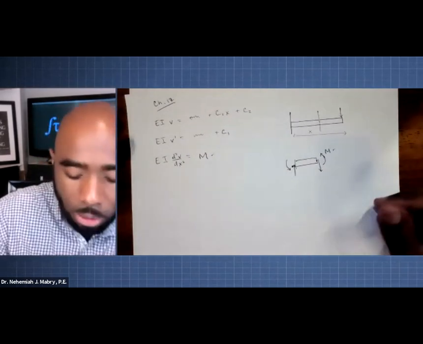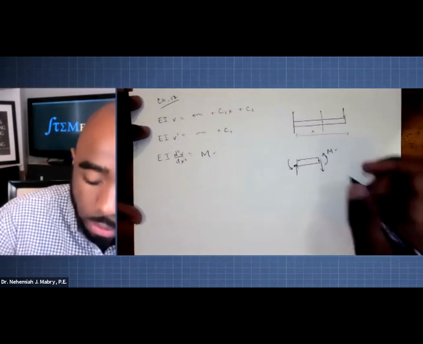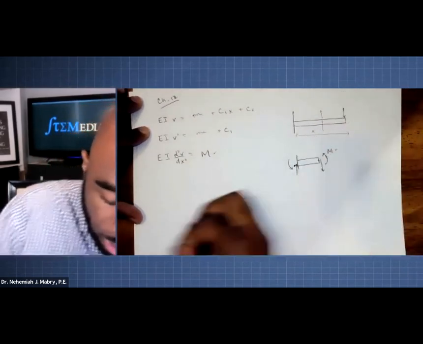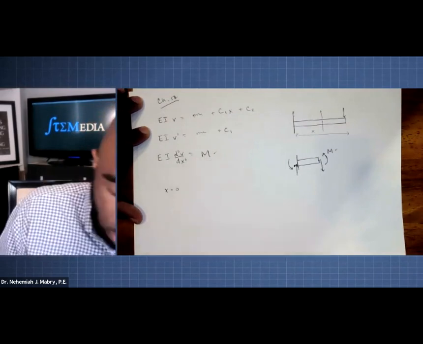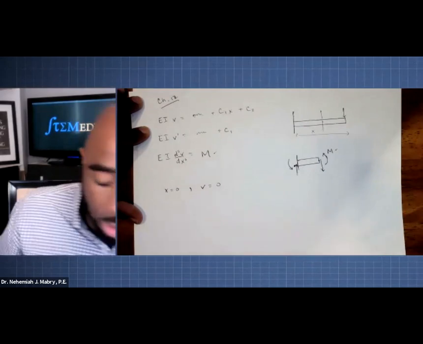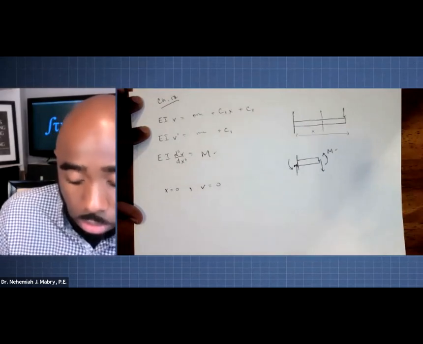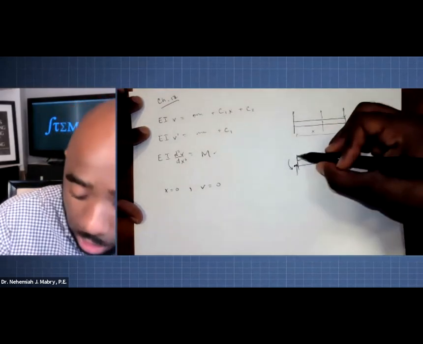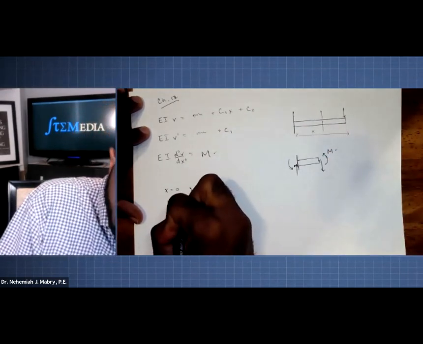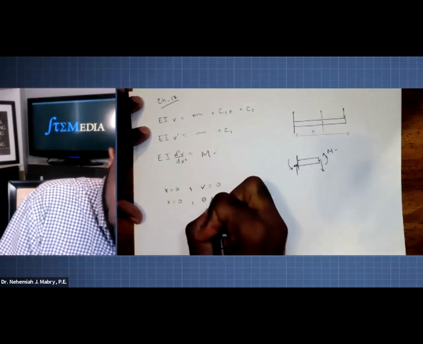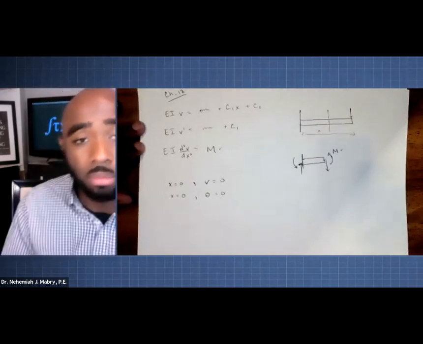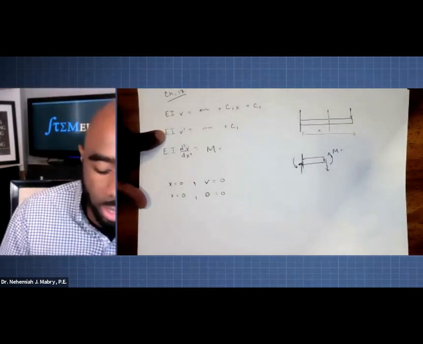All right. And then what you're going to do is find the boundary conditions. If this is fixed on this side, we could say when x is equal to 0, the displacement is also equal to 0. And because this is fixed, for this particular case, we could also say that when x is equal to 0, the angle is also equal to 0. So then we can set this equation, right?